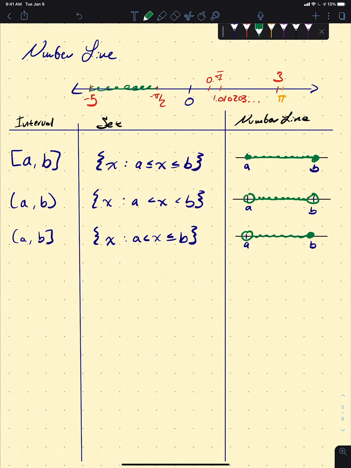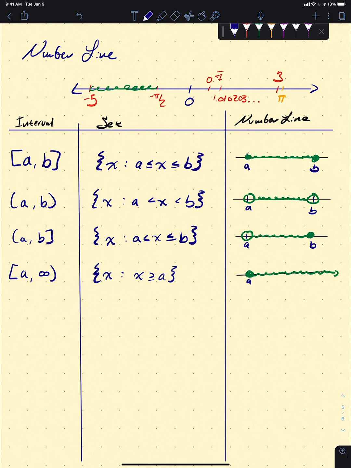You can absolutely have infinite sets. Let's include a, and we'll go all the way to infinity. This would be the set of all x where x is greater than or equal to a. This is all of the numbers greater than or equal to a. As a picture, we might have a, we are including a, and we continue all the way to the right arbitrarily far.